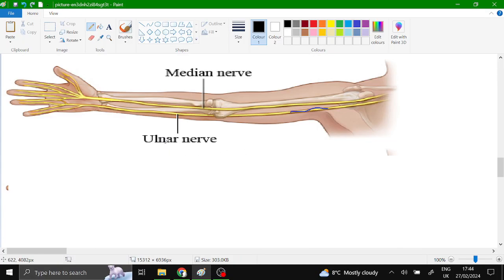And I'm sure it's easy to remember that the ulnar nerve will innervate the hypothenar, since the ulnar bone is where the little finger is, and then we are left with the median nerve, which will innervate the thenar muscles. So the ulnar is hypothenar, and the median will innervate the thenar muscles.